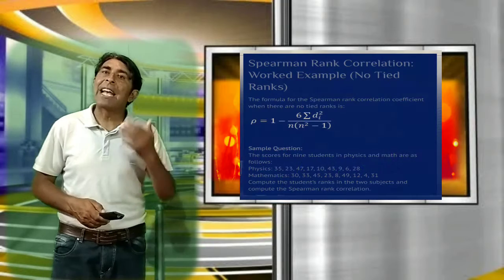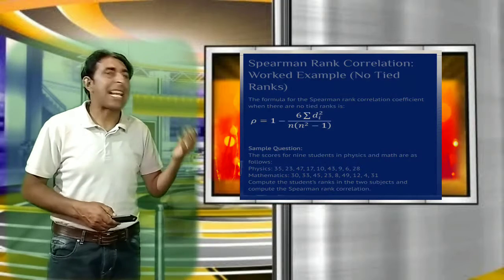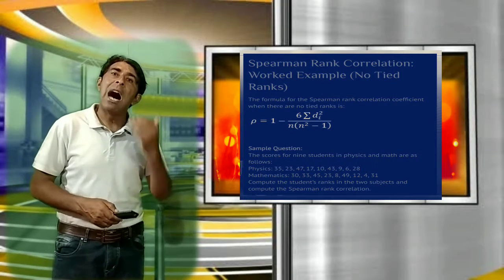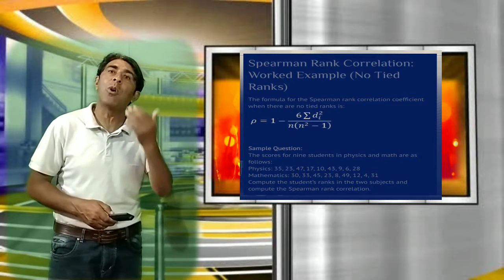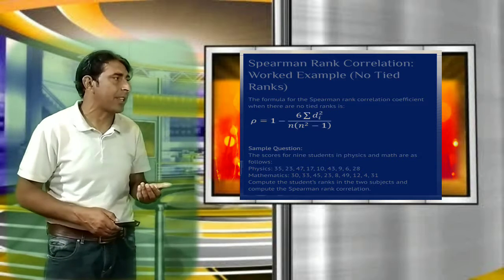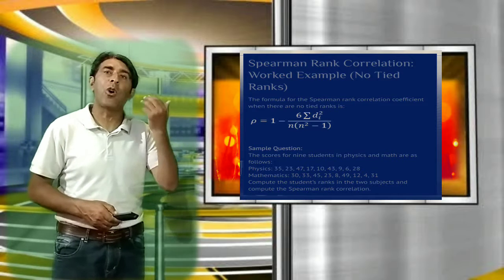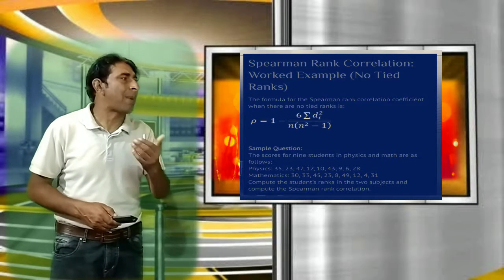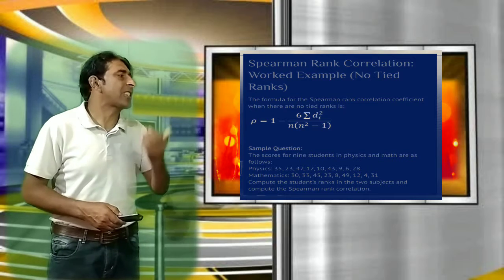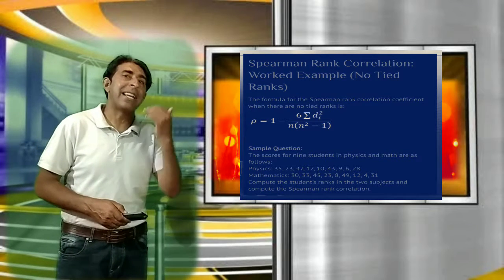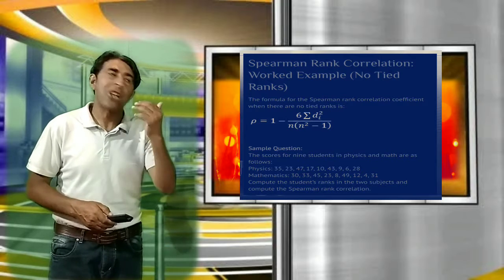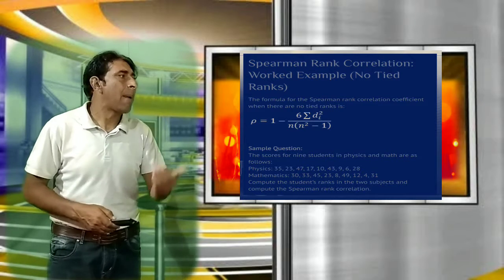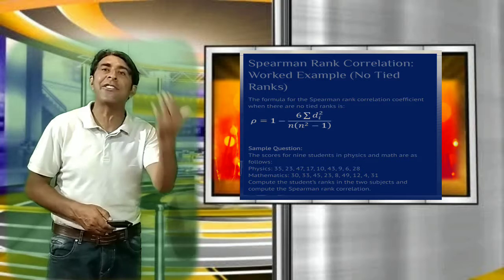Now, we have an example here. Through this example, we can understand how Charles Spearman's rank coefficient of correlation is calculated. Spearman's rank correlation coefficient is calculated in two ways: one is non-tied ranks and another is tied ranks. This time, we are going to calculate Charles Spearman's rank correlation with no tied ranks.